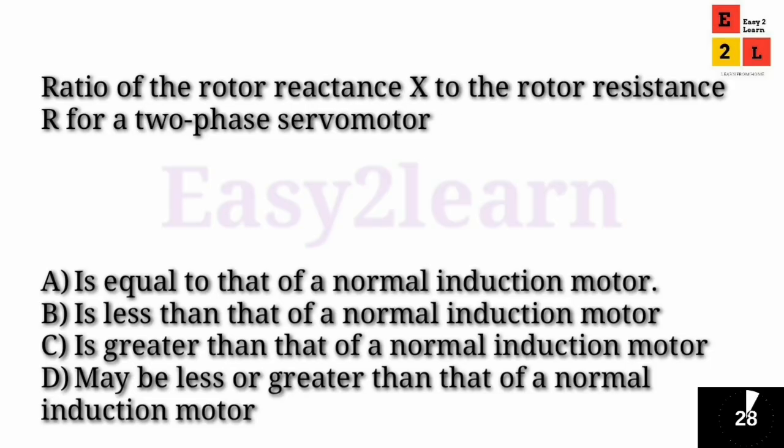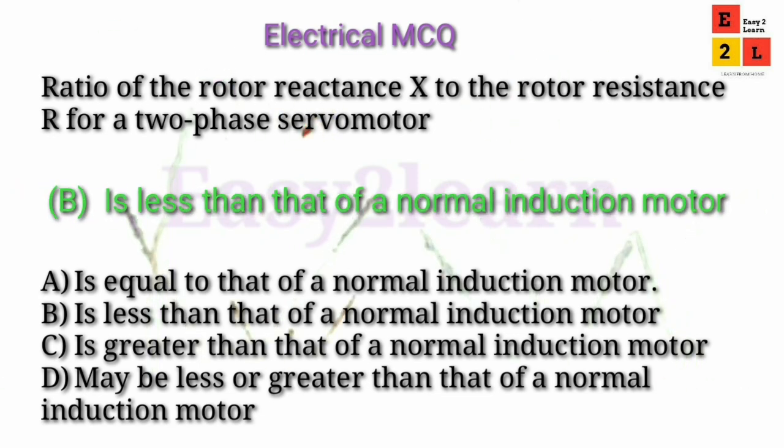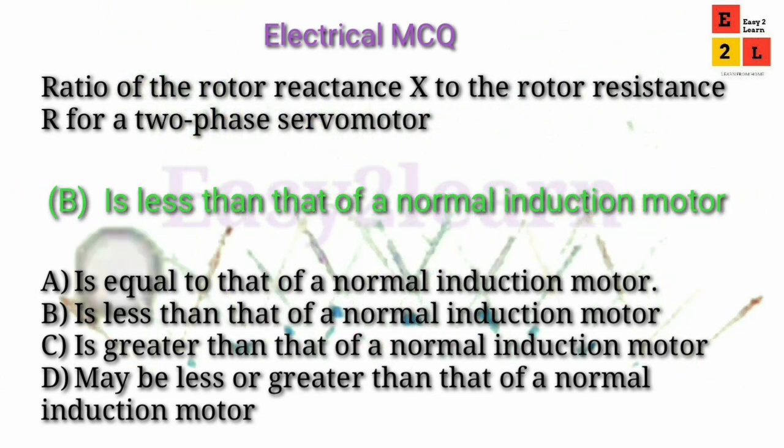Ratio of the rotor reactance X to the rotor resistance R for a two-phase servomotor: A, is equal to that of a normal induction motor. B, is less than that of a normal induction motor. C, is greater than that of a normal induction motor. D, may be less or greater than that of a normal induction motor. The answer is B, is less than that of a normal induction motor.